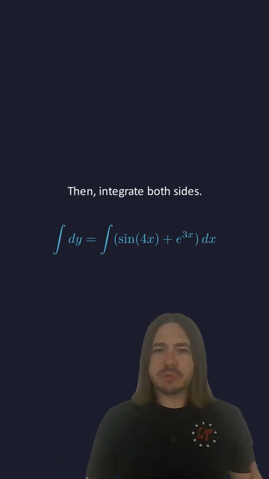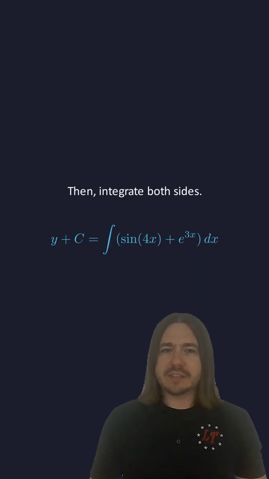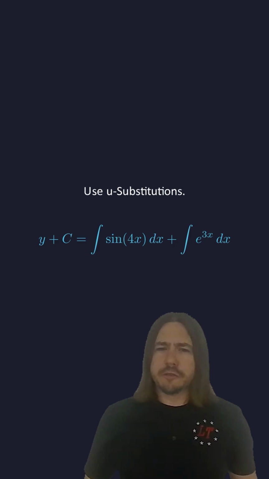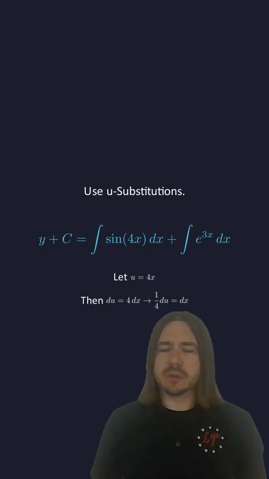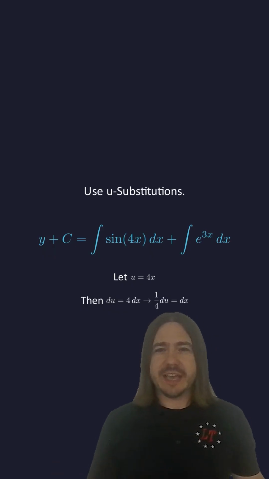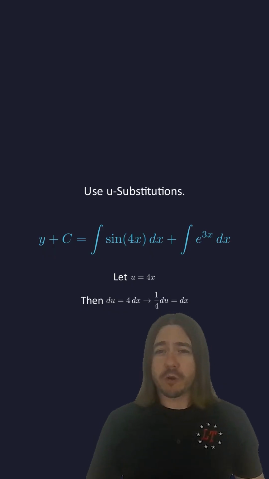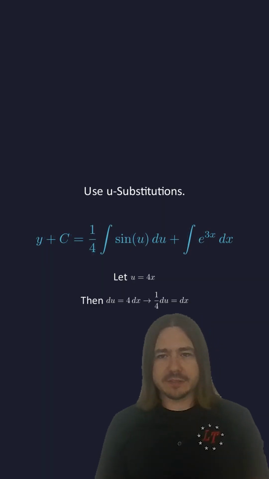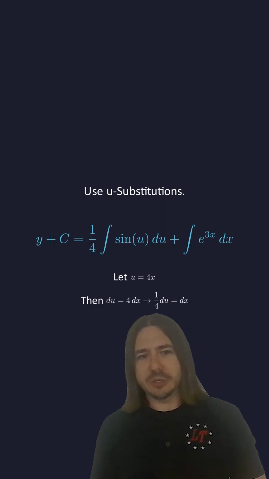The integral of the left-hand side would just be y plus c, and we'll deal with that constant in a minute. But the integral on the right-hand side is going to be a little bit more involved. We're going to split this up into two separate integrals and use a u-substitution on each one. For this first one, we can let u be 4x, which would mean that du is 4dx. Now, we don't have a 4dx to substitute in this expression, so we'll have to manipulate that a little bit and get 1/4 du equals dx. So that now we can replace the 4x with u and replace the dx with 1/4 du.